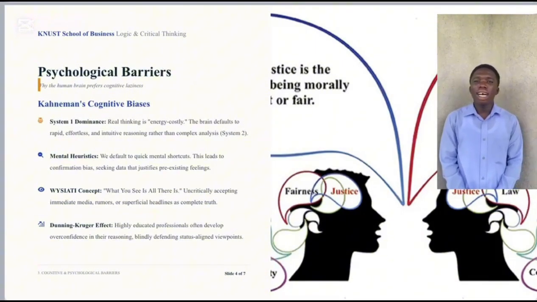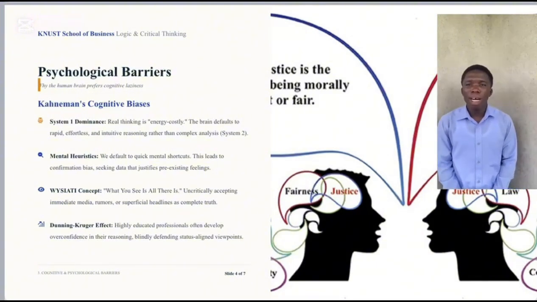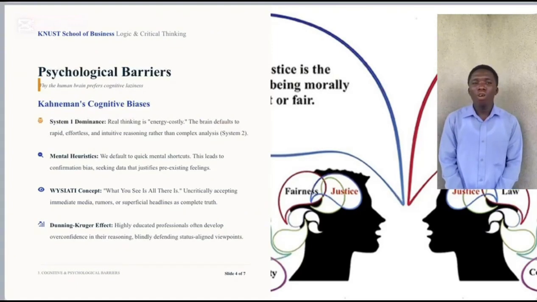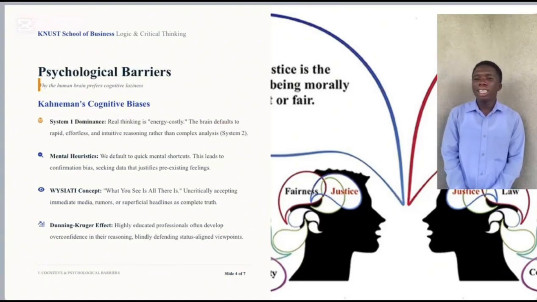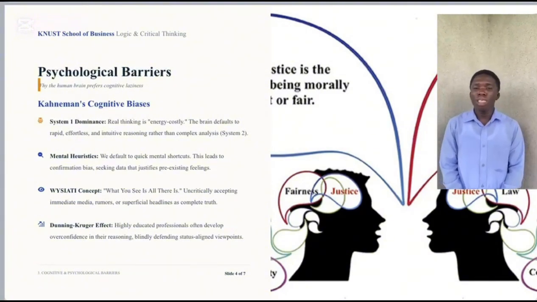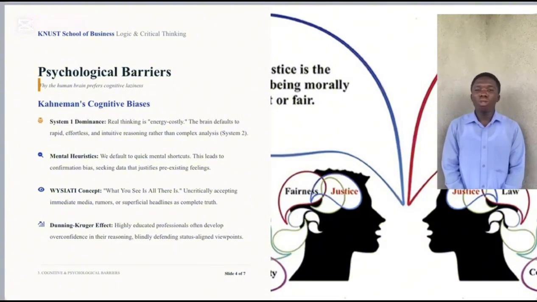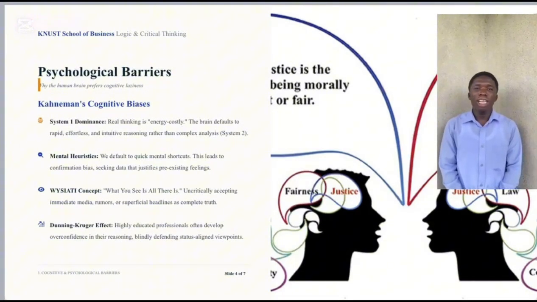And also there's the Dunning-Kruger effect. That's where highly educated professionals often develop overconfidence in their reasoning, blindly defending status-aligned viewpoints. So this is a situation whereby even educated personnel are overconfident in their reasoning. They think they know everything, and this does not help them to think critically, because when there's a situation at hand, they should slowly analyze the situation and ask complex questions about it. This is the barrier which tends to make individuals not think critically.